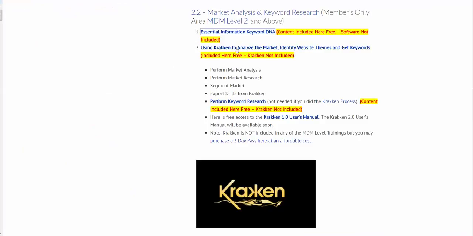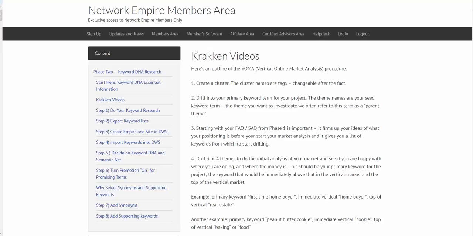Once you've looked at that, it's probably a good idea to have a look at using Kraken to analyze the market and identify the website. Okay. And that's basically going to walk you through how we view Kraken. Okay, and we give you a step-by-step series of instructions here.